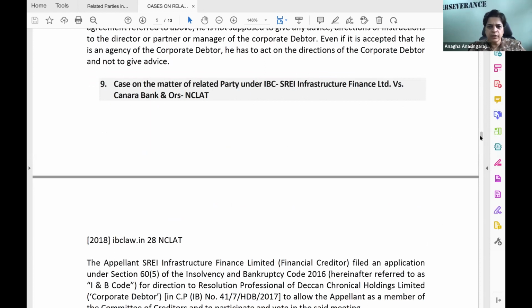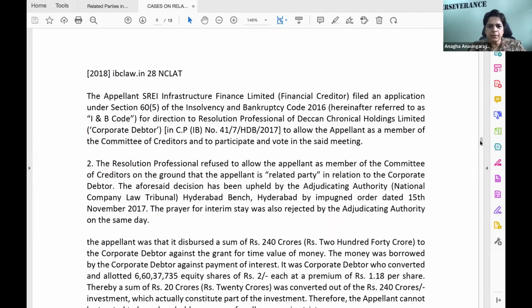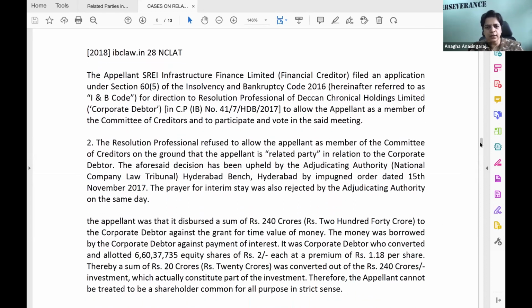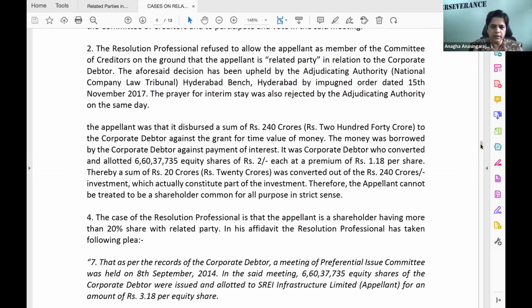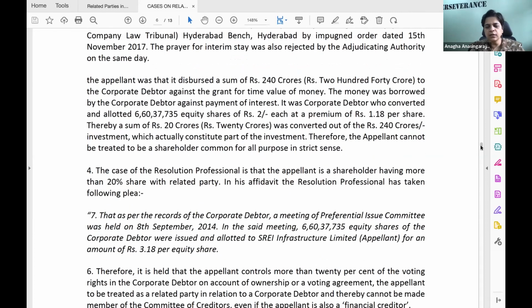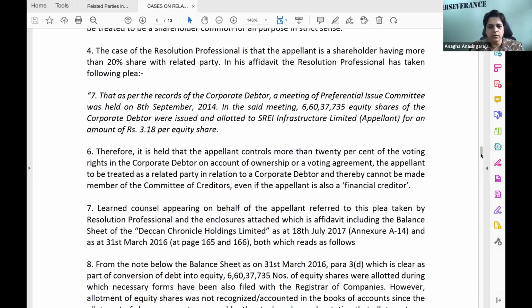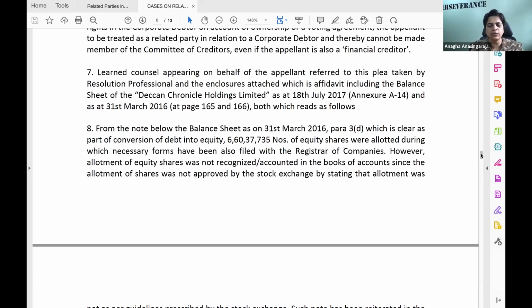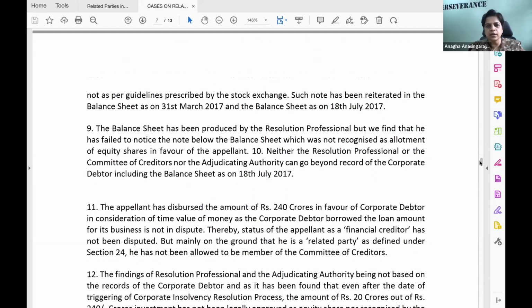Now, SIA Infrastructure versus Canara Bank. Again, in this case, the RP refused the appellant a seat on the COC as a related party, and this decision was challenged in the NCLAT. A loan of 440 crores was given to the CD, and the loan was to be converted into equity, at the end of which they were going to get voting powers. So the RP held that this person is a shareholder having more than 20% share, and hence the entity becomes a related party, on the basis of whatever documents the RP had. This decision was challenged, and the NCLAT held that these instruments have not yet been converted into voting rights. So as on the date, that entity does not have any voting rights exceeding 20%. They are still creditors. So they were held not to be a related party, and they were allowed to sit on the COC in that particular case.